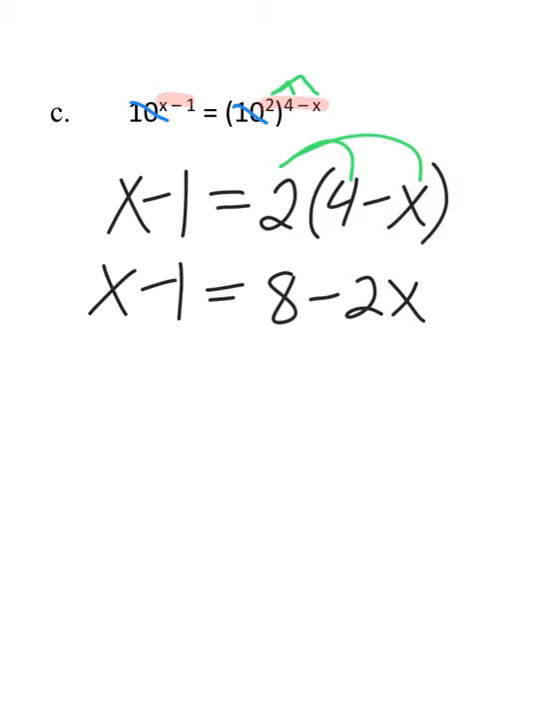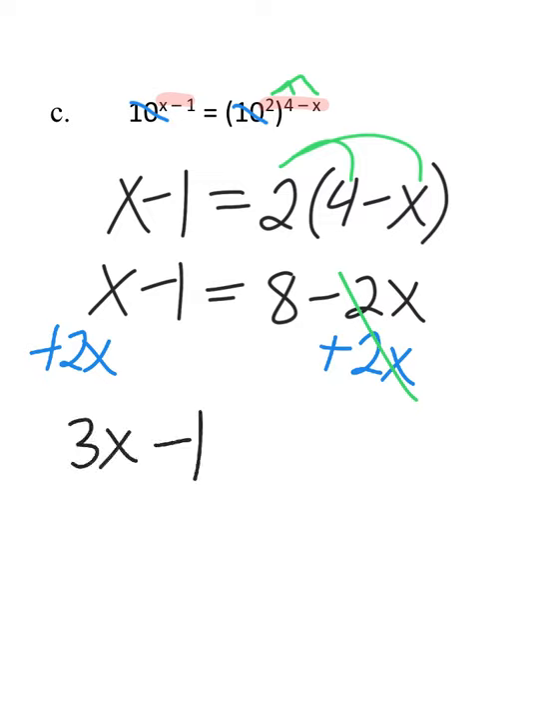So I'm going to get my variables to the left, just because that tends to be where most of us like the variables. I also like adding the 2x to get rid of it. We'll make it a positive on the left, just a nice little personal preference. But now I have the 1x plus the 2x, that's 3x. Minus 1 stays the same, equals positive 8.